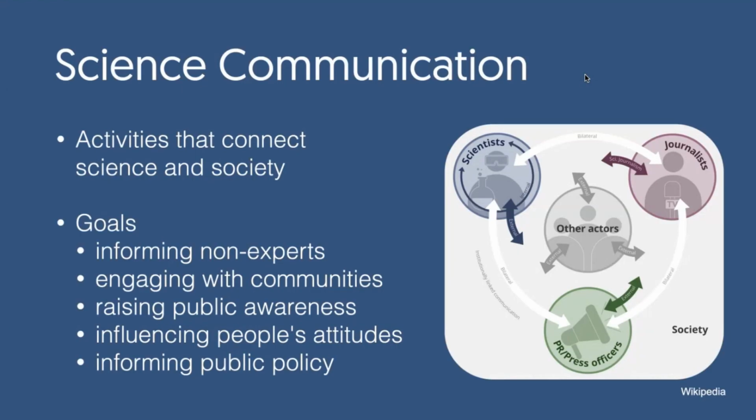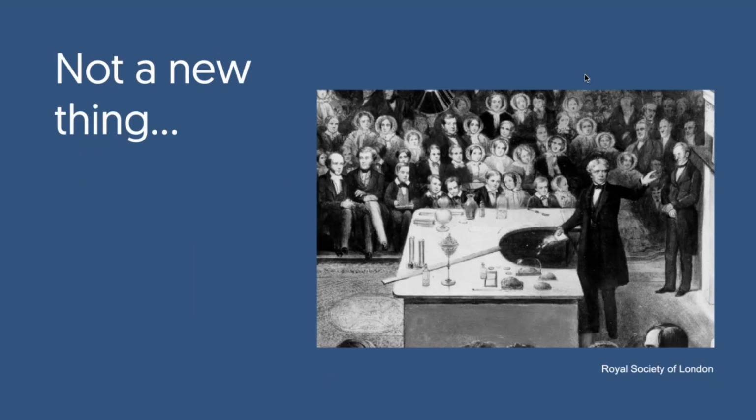This is what I call, in the larger sense, science communication: activities that connect society and science, trying to get trust and belief and create knowledge in society. There are many ways to do this. You can inform non-expert people, engage with communities, raise public awareness. It's not an exhaustive list, but it's basically a whole universe of actors. On the right, there's an image from Wikipedia. Journalists and media used to have a big role, and still do, but this has shifted dramatically with social media and digitalization.